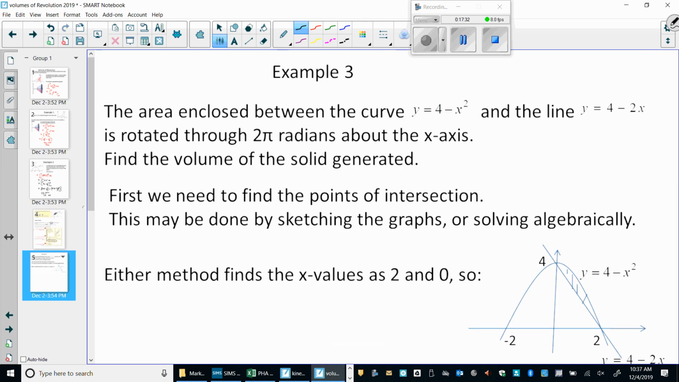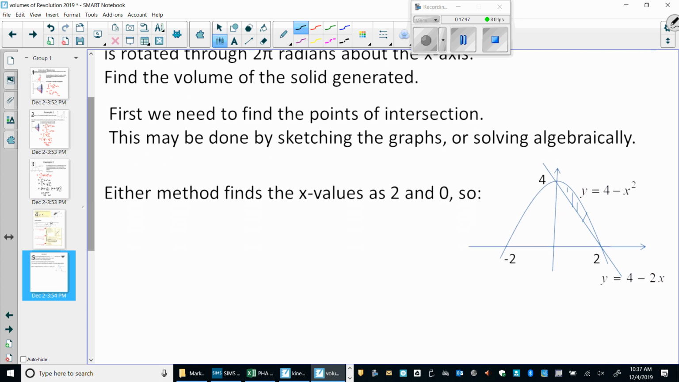Alright, so the area enclosed between the curve and the line is rotated through 2 pi radians about the x-axis. Find the volume of the solid generated. So this is the kind of vocab that you'd be seeing in questions like this. So first we need to find the points of intersection. They don't intersect there.